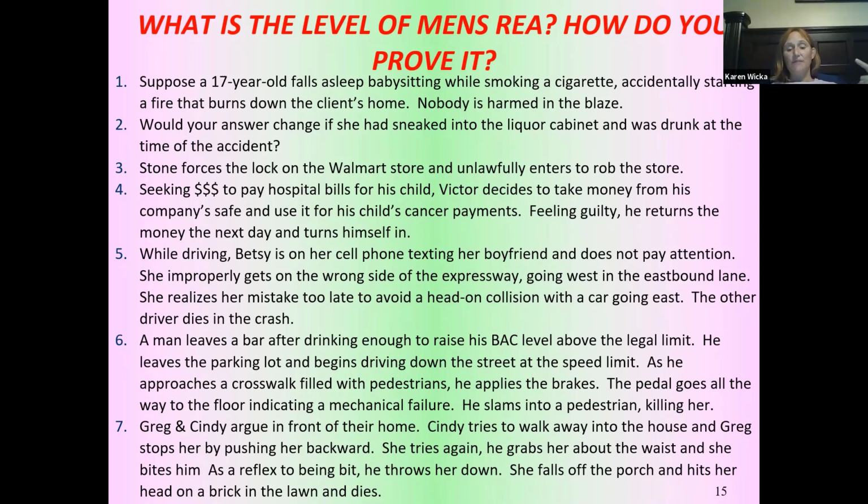A man leaves a bar after drinking enough to raise his BAC level, so he's drunk driving beyond the legal limit. He leaves the parking lot and drives down the street at the speed limit. As he crosses a crosswalk filled with pedestrians, he applies the brake. The pedal goes all the way to the floor, and it's mechanical failure. He slams into the pedestrian and kills the pedestrian. So did he intend to act? Yes, he intended to drink. Did he intend to get in his car and drive?